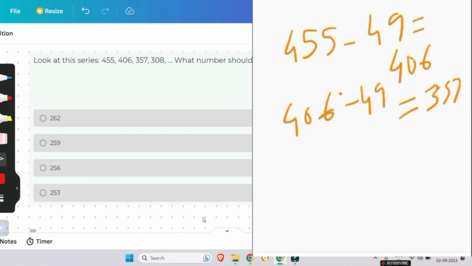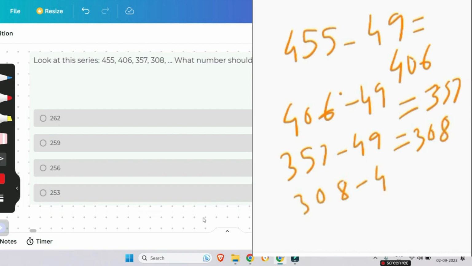357. And then if we subtract 49 from 357, the number becomes 308. So the next term should also be subtracted by 49. So 308 minus 49 becomes what? This becomes 259, right? So this should be the answer. Okay, option 2 is the correct answer in this case.